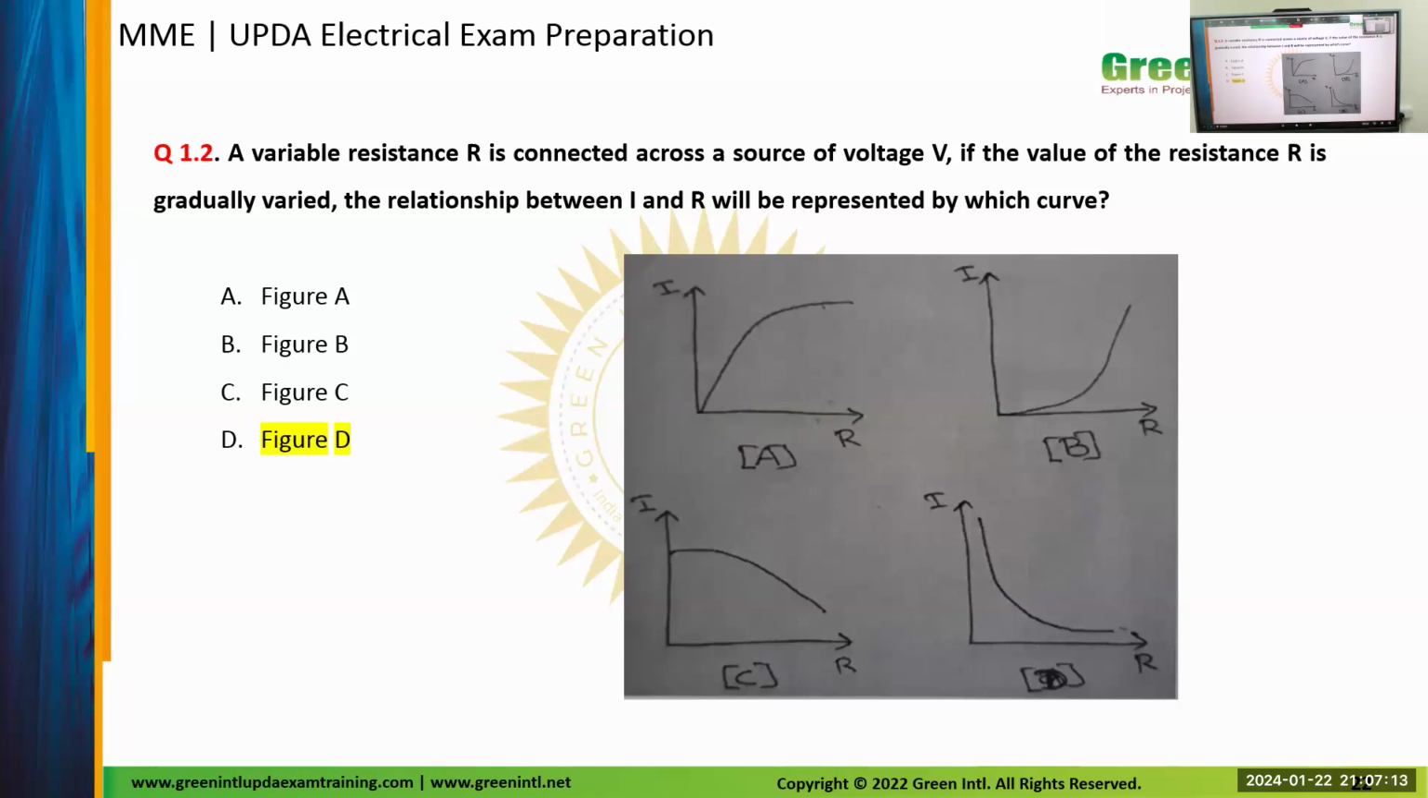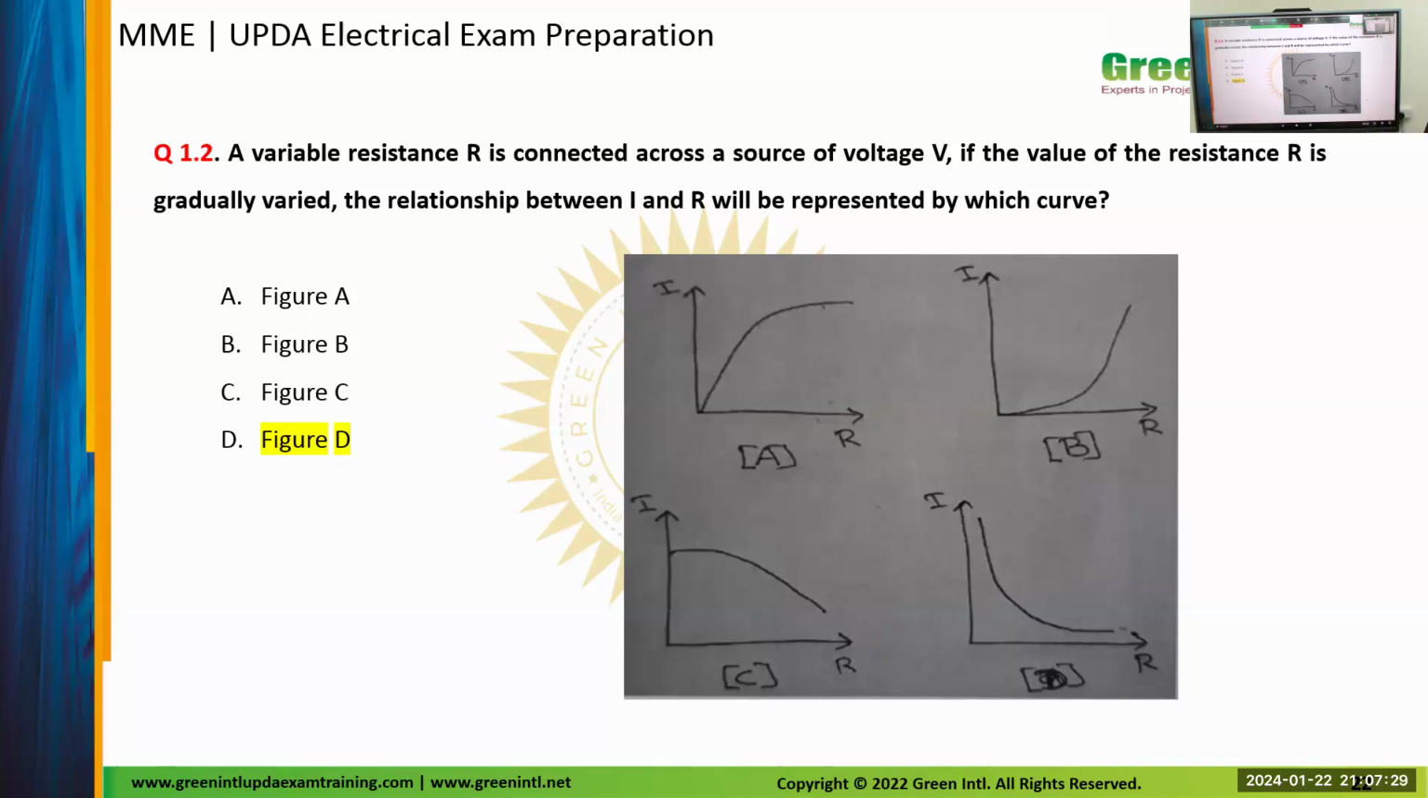First we need to check the x-axis. The independent variable is resistance, and in all 4 options we have R. On the y-axis we have current. And Y is equal to 1 by X, so that is inversely proportional. So we need to take this one.